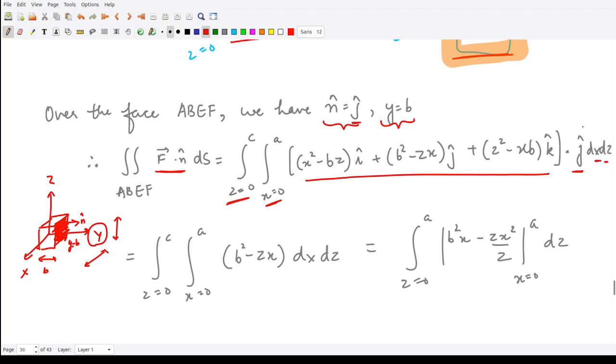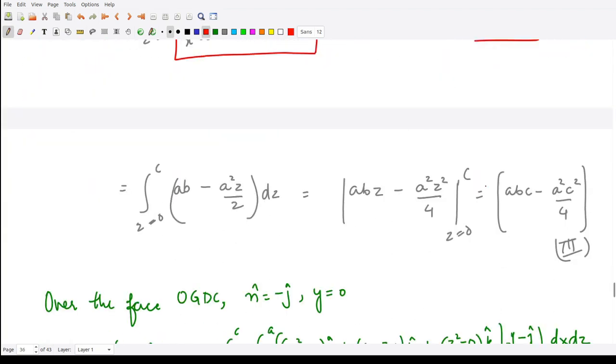The next step is to perform this dot product. When you take the dot product of i with j, it would be 0, j with j would be 1, so we have this quantity over here, and k with j would be 0 again. Next step is to perform the integration over x. So it would be this quantity, and then you can substitute the limits for a. Then you can perform the integration with respect to z. So this is what you have here. Your third quantity in this case is simply this quantity. Just mark this, we will require this.